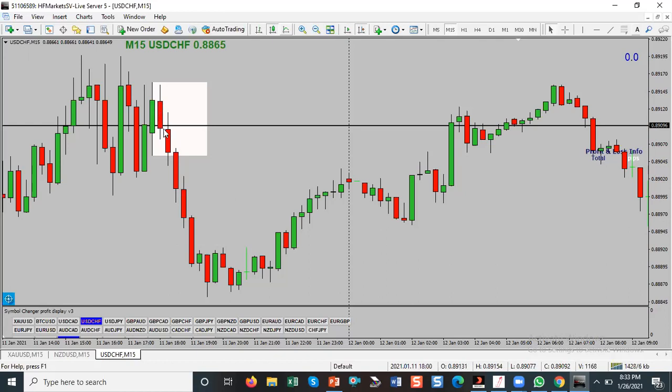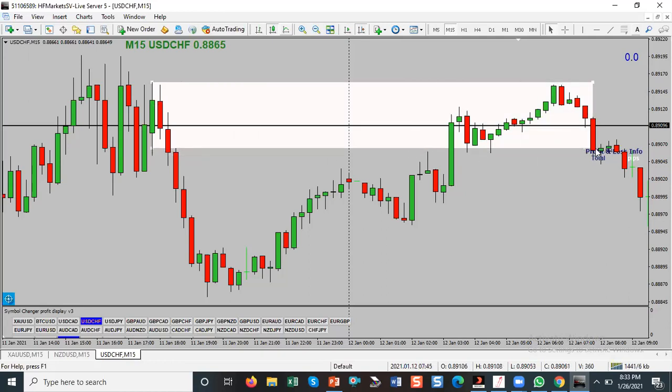So you can consider this as a valid order block. If it is more than this, don't consider it as a valid order block. And if you look at that order block, see what happened here. Price retested it here and dropped down from it.